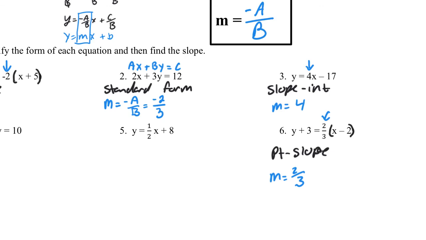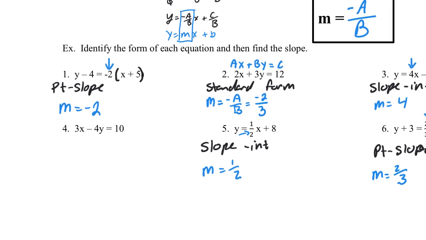Okay, here, 5. We have x and y on opposite sides, but no parentheses. So this is more a slope-intercept form. And in slope-intercept, our slope is always the coefficient of x. So our slope is going to be 1/2.